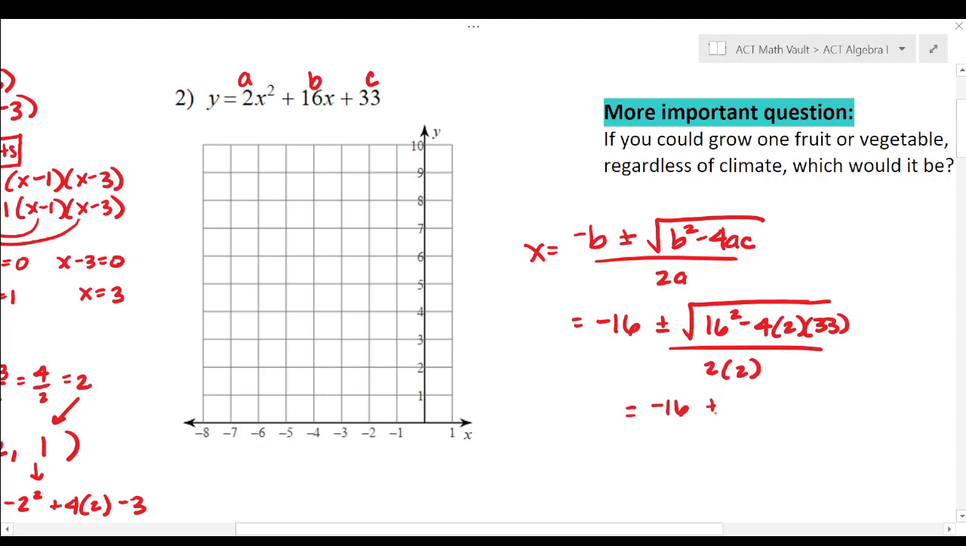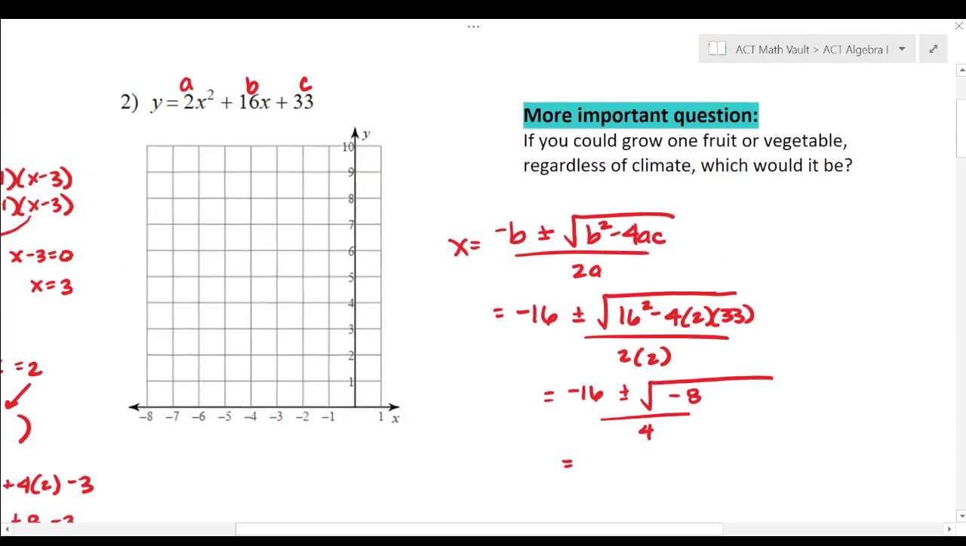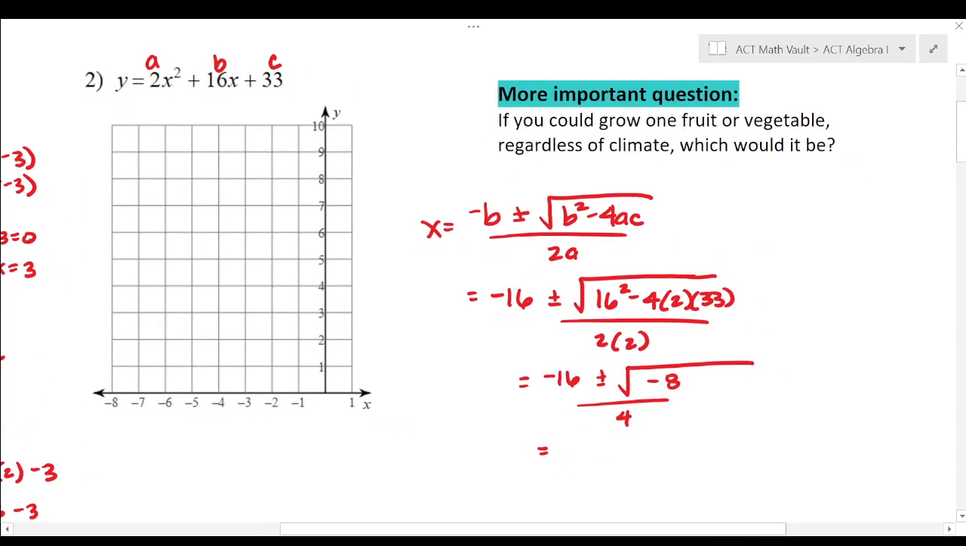Equals negative 16 plus or minus square root. And I do have a video on solving using quadratic formula if you'd like to see more details on that. What I'm doing is plugging this in the calculator, and I'm getting a negative 8 over 4. Okay. So I end up getting a negative 8, and what I have to figure out is, what do I do now? If I have an imaginary number as a part of my answer, then how do I incorporate that?